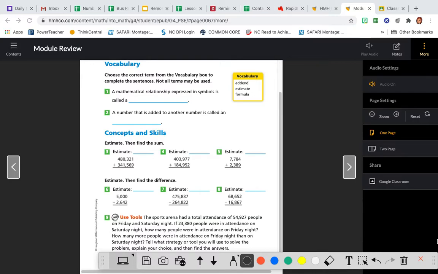So numbers 1 and 2. Choose the correct term from the vocabulary box to complete the sentences. Not all terms may be used. Number 1, a mathematical relationship expressed in symbols is called a formula. This was back in lesson 4 when you talked about the formula for finding perimeter of a rectangle. So that's a formula. Number 2, a number that is added to another number is called an add-in. Okay? Number 3, 4, and 5.